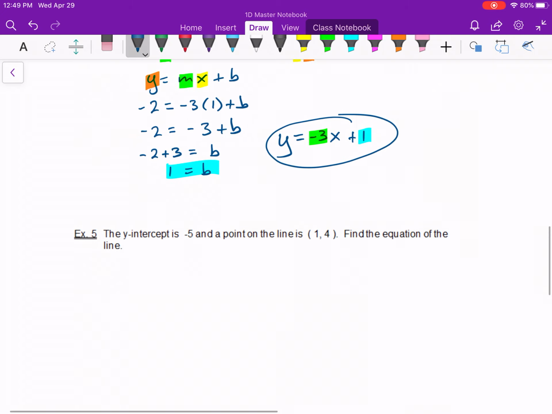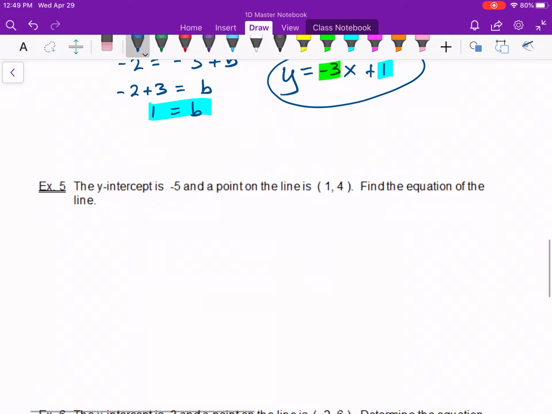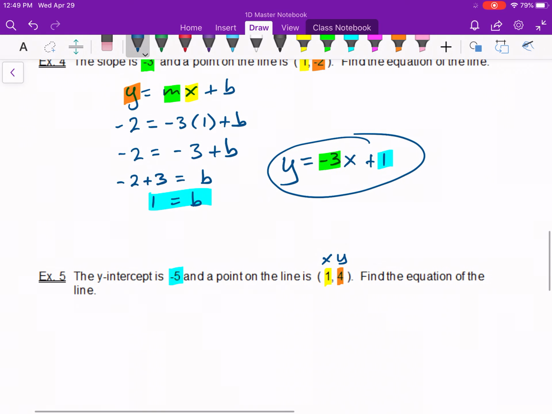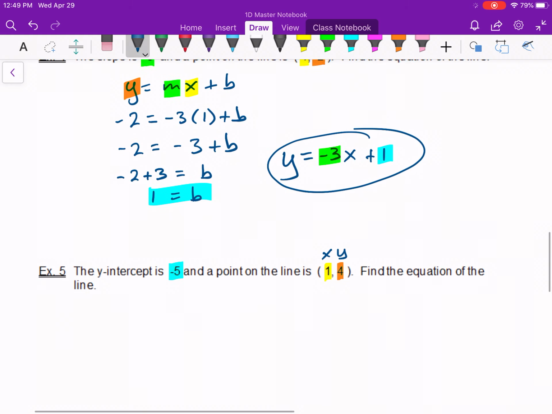Example 5. The y-intercept is -5 and a point on the line is 1, 4. Okay, y-intercept, I've been using blue to represent that. That is something that we want. We've got an x and a y coordinate again. So I can do the same thing as I did in the previous examples. But in the previous 2, I was given the slope and I had to find the y-intercept.